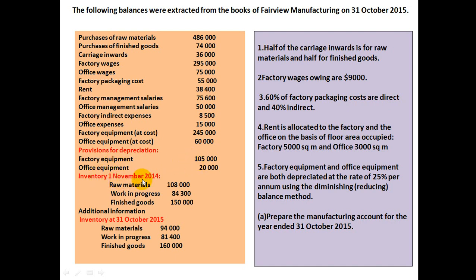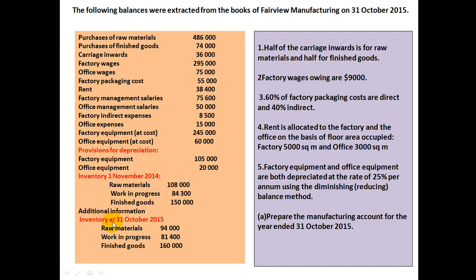Inventory November 1, 2014. If this is the year end, then November 1, 2014 must be the beginning of the financial year for Fairview Manufacturing. If on the beginning these three balances are given, it means this is the raw material opening, this is the work in progress opening, and this is the finished goods opening.